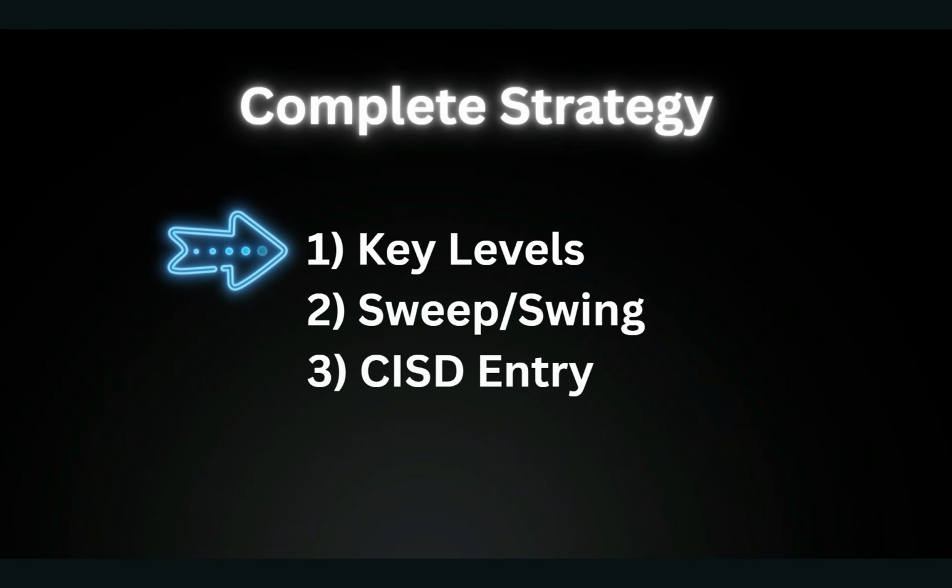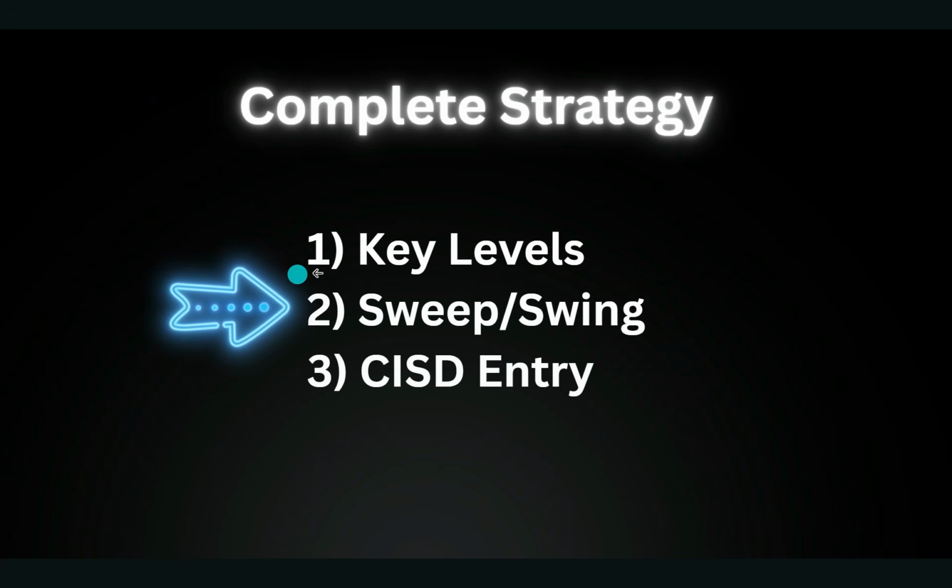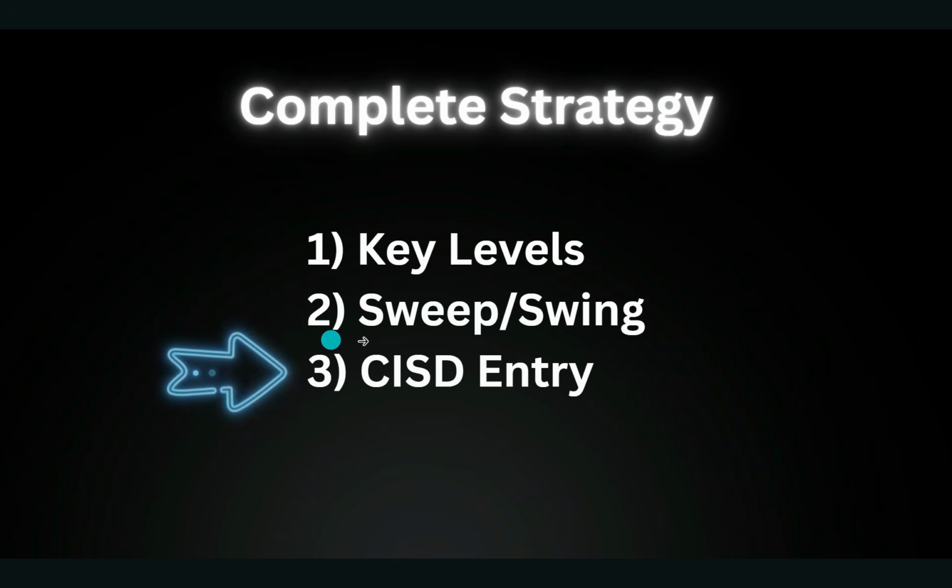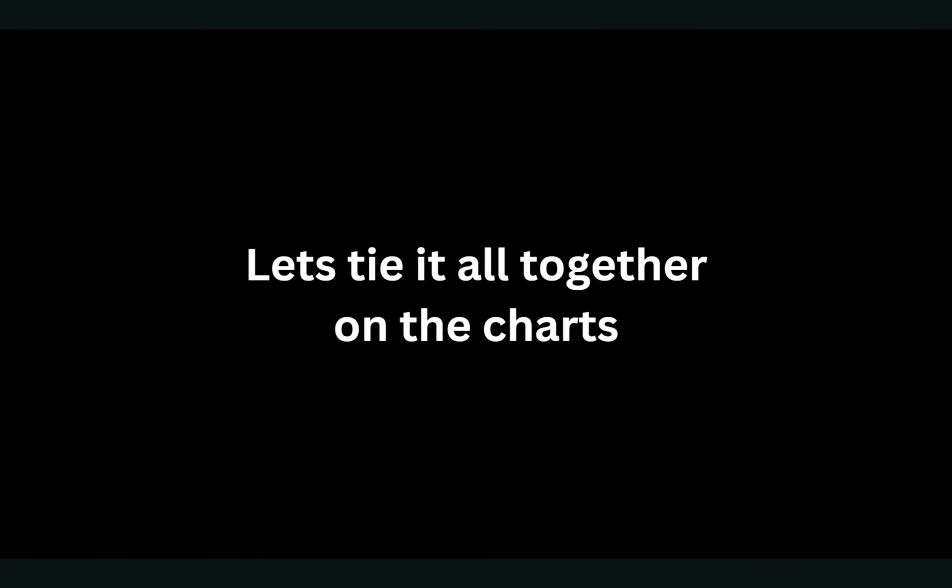Let us sum up this complete strategy. Number 1, you want to mark out the key levels on your chart. Number 2, you want to identify sweeps or swing points occurring at those key levels. And number 3, we want to identify the CISD, and that is our entry trigger. Let us now tie this all together on the charts, looking at real examples.